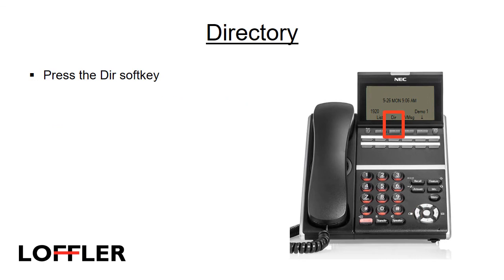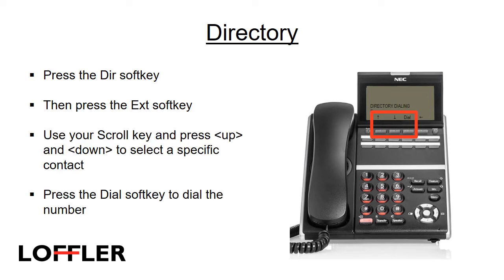To find extensions within your directory, press the Directory soft key. Then press the Extension soft key. Use your scroll key and press up or down to select a specific contact. Press the Dial soft key to dial the number.